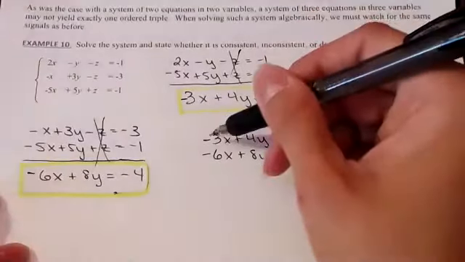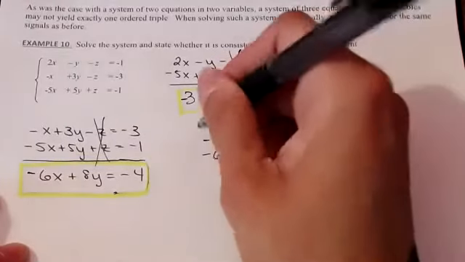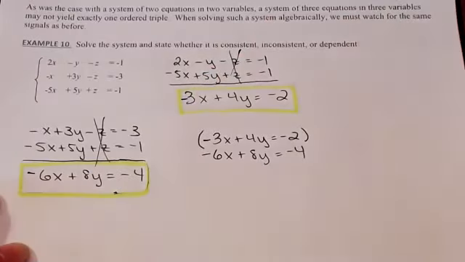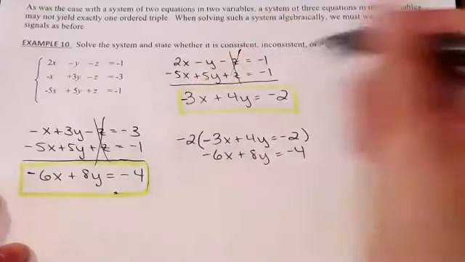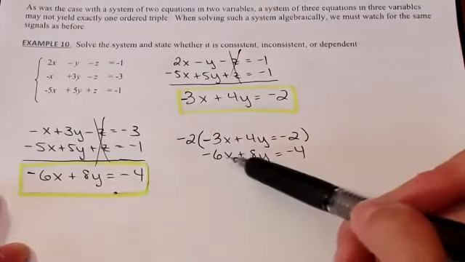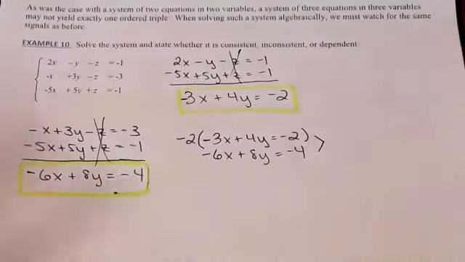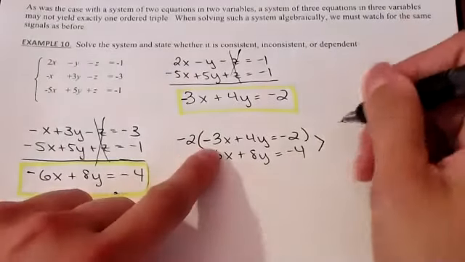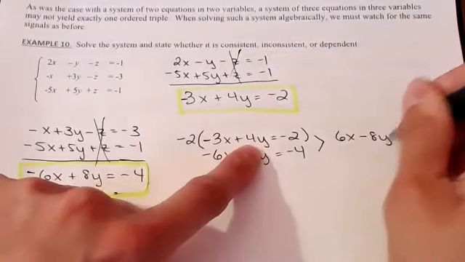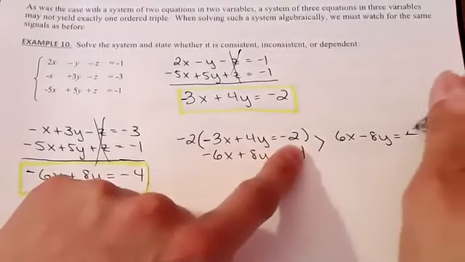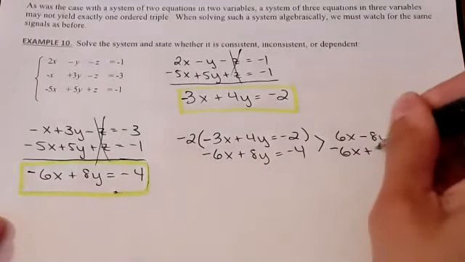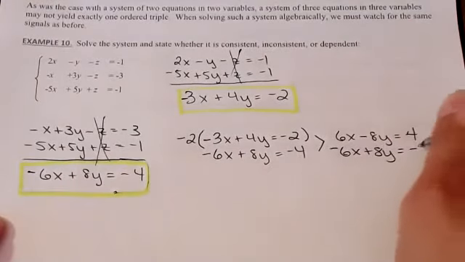We are going to eliminate x's. So why don't we take the first equation and multiply it by a -2. If we multiply the first equation by a -2, this is going to be a positive 6x, which is exactly what we need. So let's see what happens. We get a positive 6x, a -8y, and then a positive 4. Now, if I write the second equation directly underneath it, what do you notice?